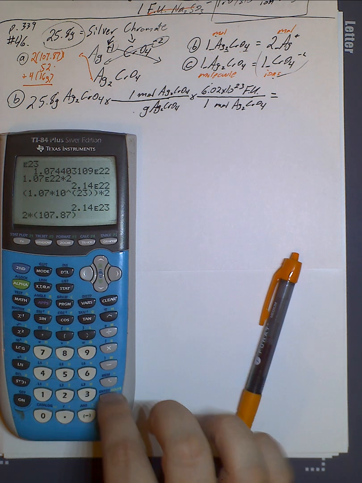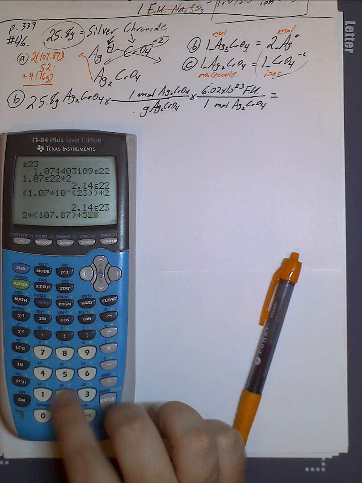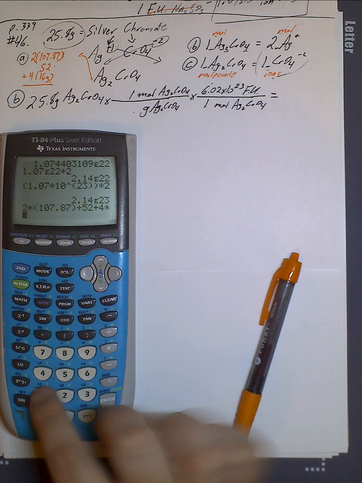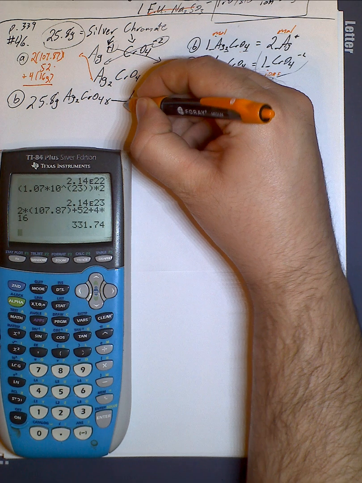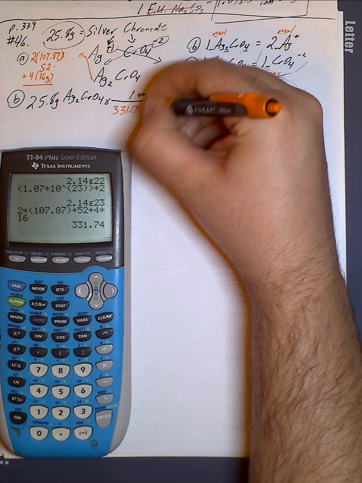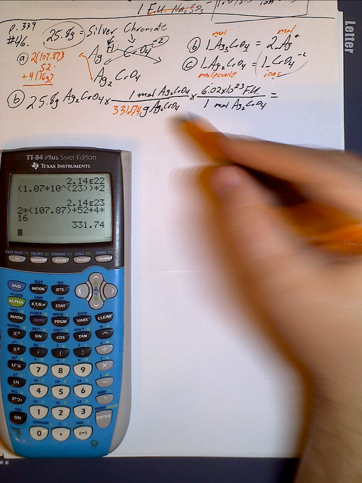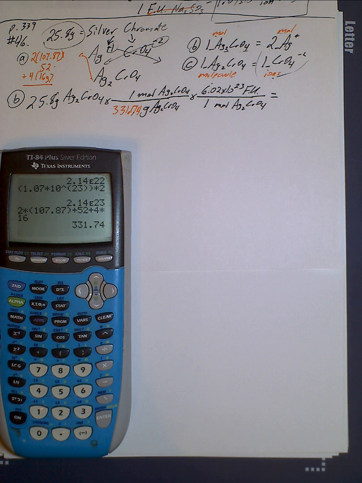2 times 107.87 plus 52 plus 4 times 16. The molar mass I'm looking for, 331.74 grams of this bad boy. My bad.